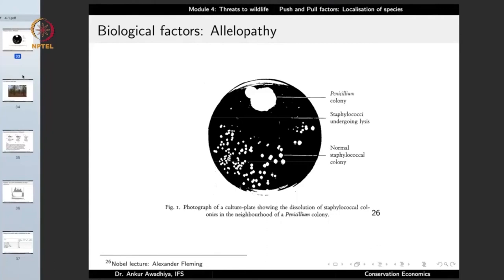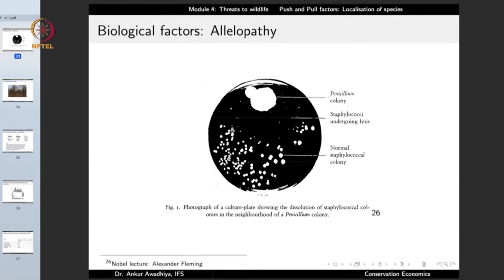And a very good example is antibiotics. So this is a photograph from the Nobel lecture of Alexander Fleming. And here we are seeing that there is this petri dish on which there is this colony of penicillium, which is a mold. Now this penicillium colony is secreting something, and now we know that that something is penicillin, the antibiotic.